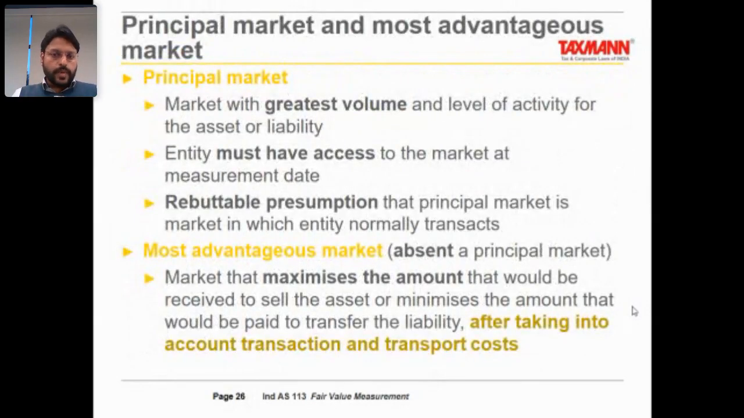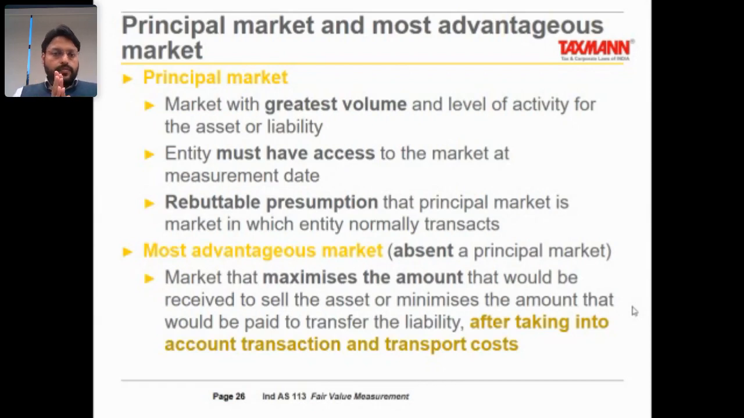So the concept of principal market is clear, the concept of most advantageous market is clear. Now the question comes, do we have the free choice to take the fair value from any of the markets? The standard says you do not have free choice. If a principal market exists, then the fair value of the principal market can only be used. That is, the most advantageous market cannot be used if there is a principal market.